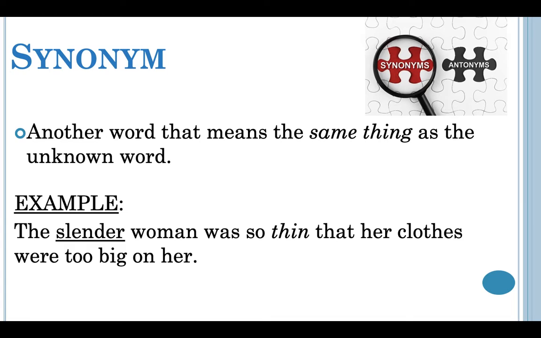Slender is our unknown word. But if I look at the sentence, I see the word thin. Thin helps me to understand that slender means very skinny. And again, also seeing that her clothes were too big on her also helps me understand the word slender.